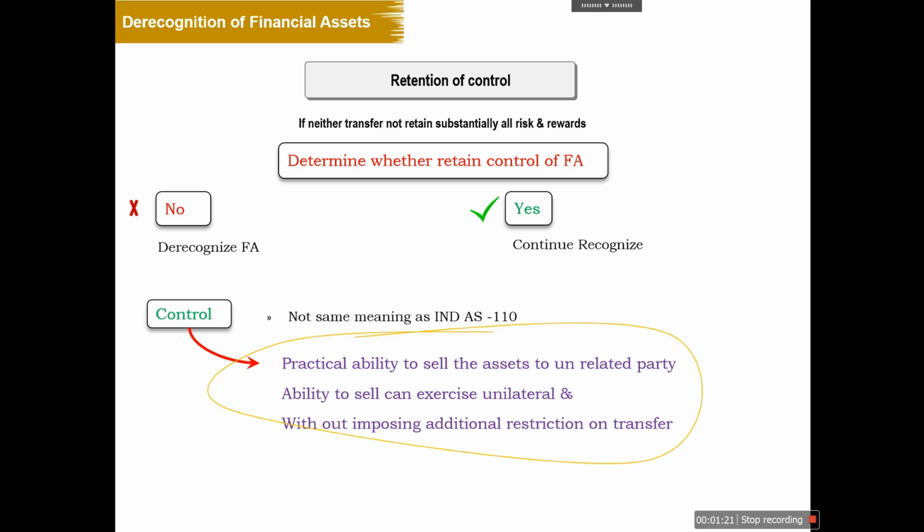So if all these conditions are satisfied, in that case there is no control of the asset and the asset will be derecognized. And if it does not have the practical ability to sell the asset to an unrelated party, or the decision cannot be exercised unilaterally, or it has some conditions on the transfer, in that case it is considered that it has not transferred the asset, it has retained the control of the asset. In that case we will continue to recognize the financial asset in books of accounts.